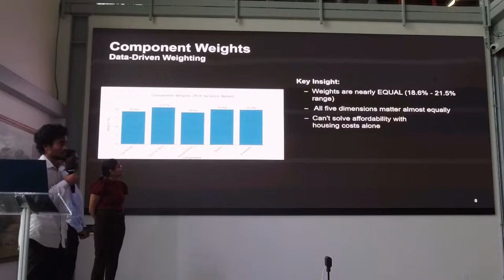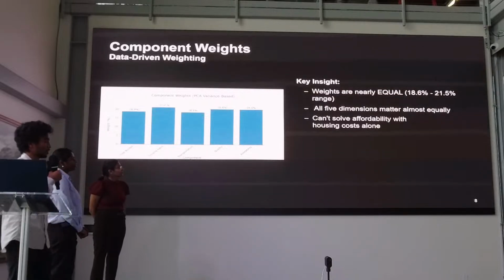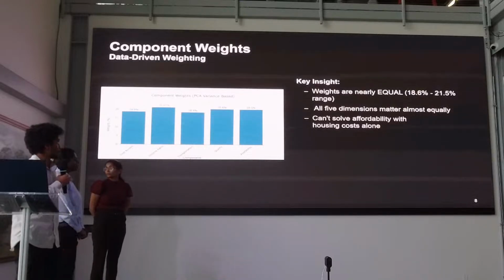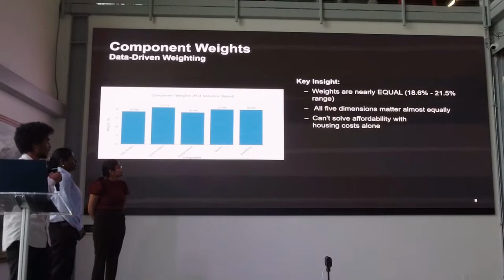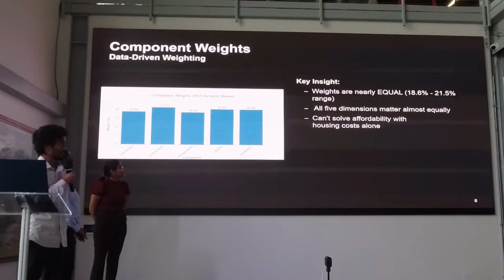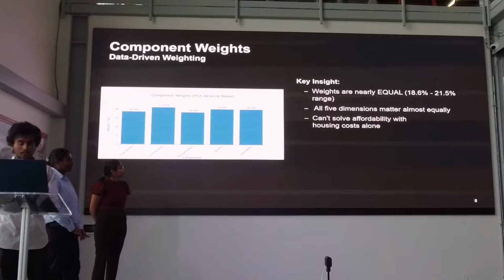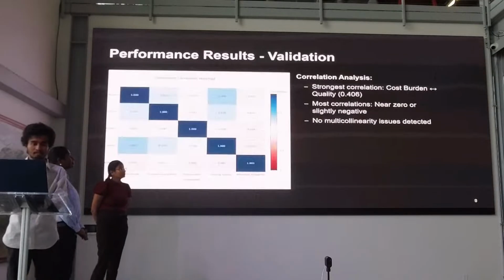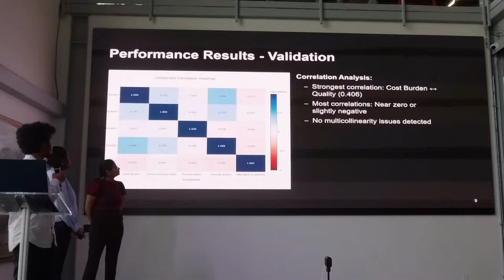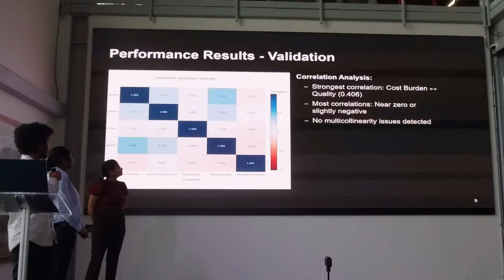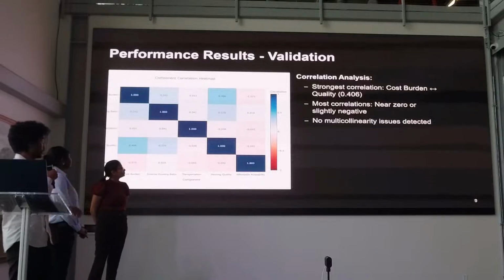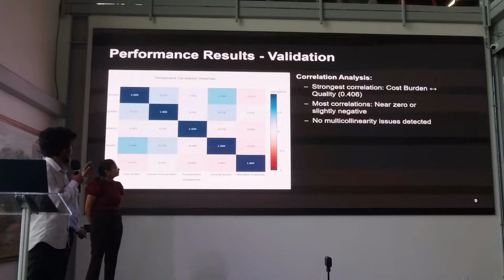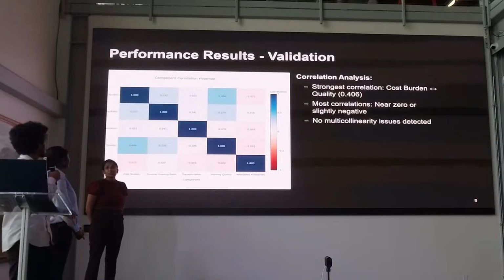By this we can say that housing cost or rent value alone will not say what the affordability is. We need to use other things to calculate affordability. For validation purposes, we used cross correlation analysis. We got the maximum cross correlation of 0.4, which is between housing quality and cost burden.